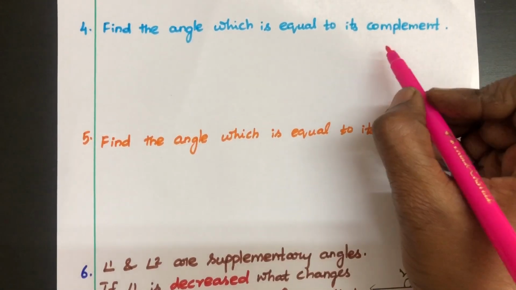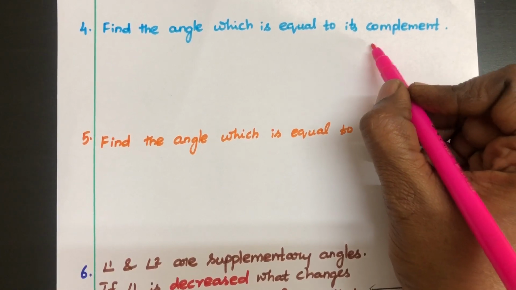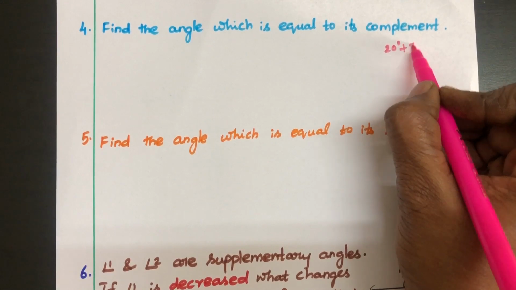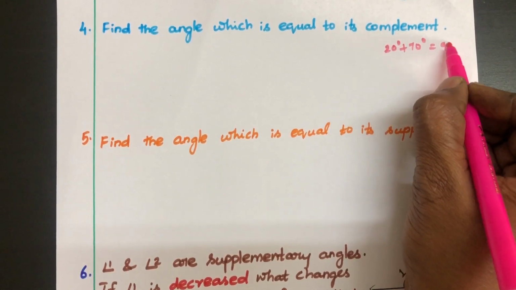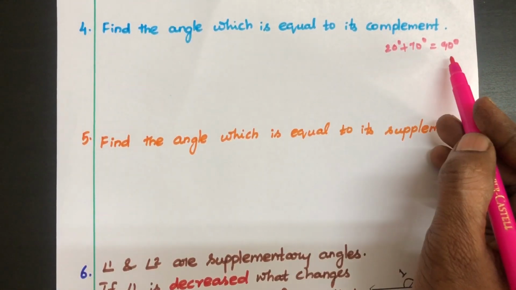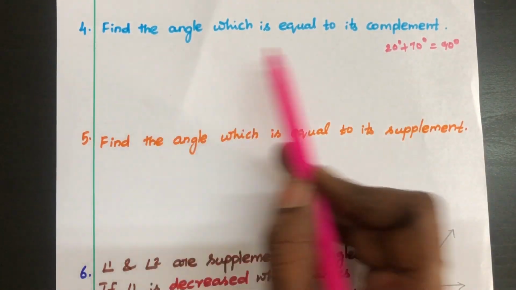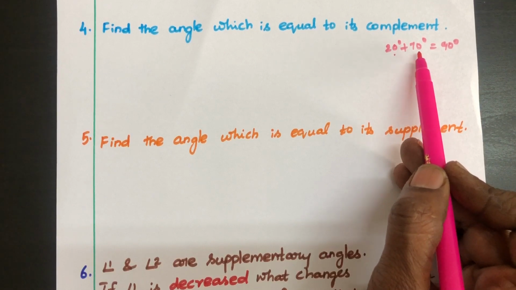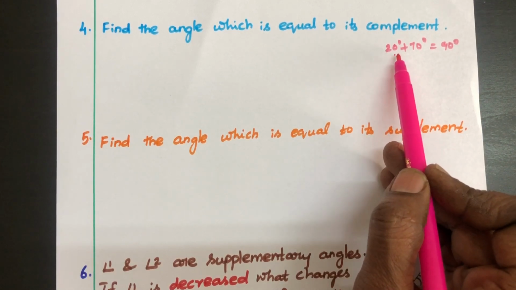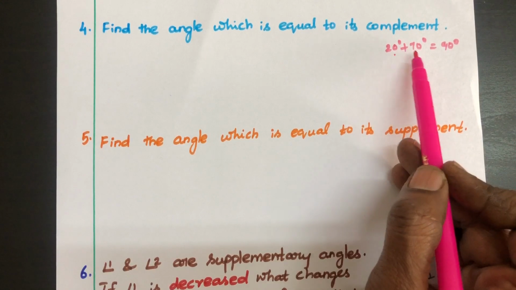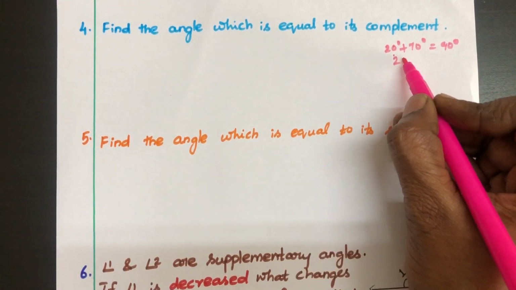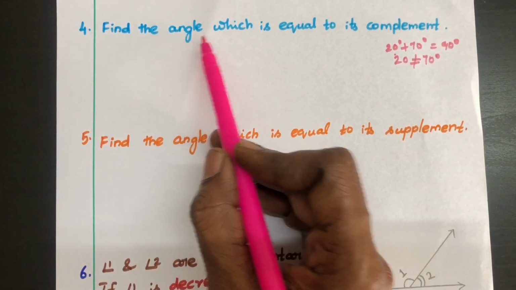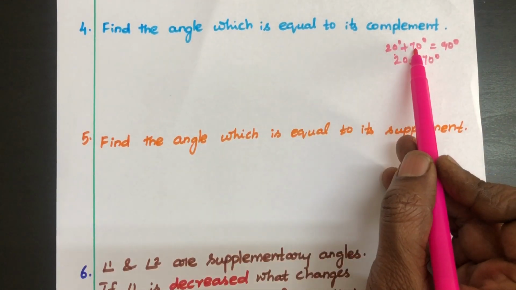See, complement means what? Complementary angles means two angles. If you add two angles, for example, 20 degree plus 70 degree equal to 90 degree, okay, this is complementary angle. Now, this 20 is complement to 70, 70 is complement to 20. But is it equal? 20 equal to 70? No, right? 20 is not equal to 70. The question is, find the angle which is equal to its complement.